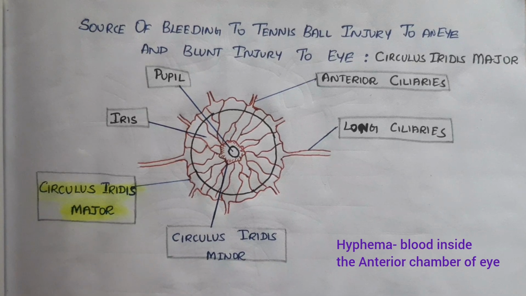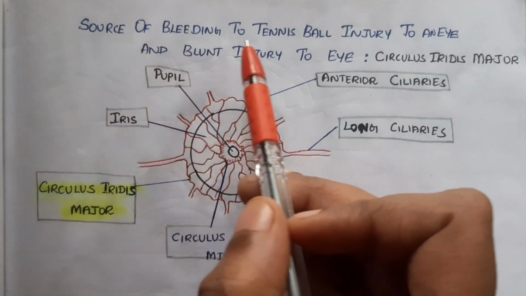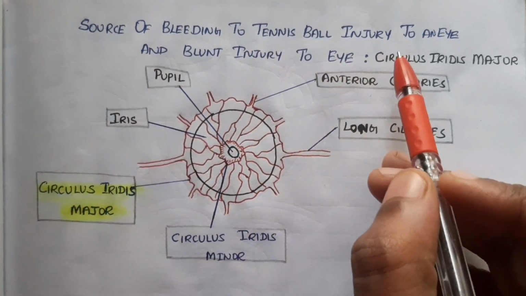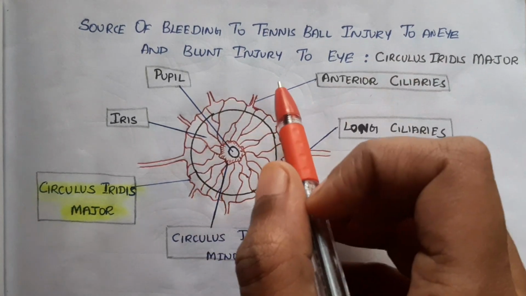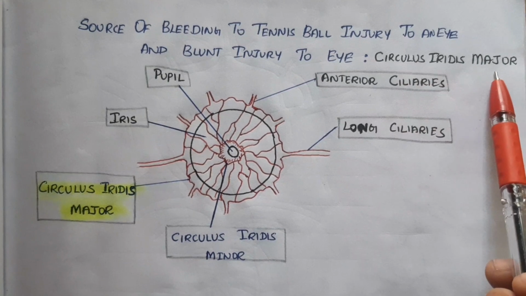Hyphema is accumulation of blood inside the anterior chamber of the eye. A common cause of hyphema is trauma, such as a tennis ball injury or blunt trauma to the eye, and the source of bleeding is the Circulus Iridis major.